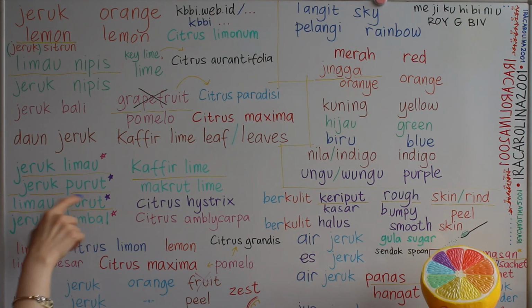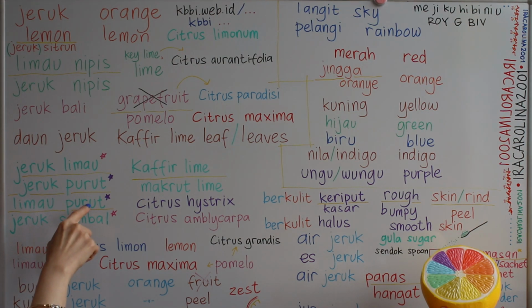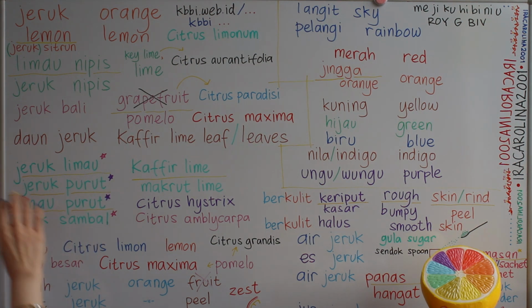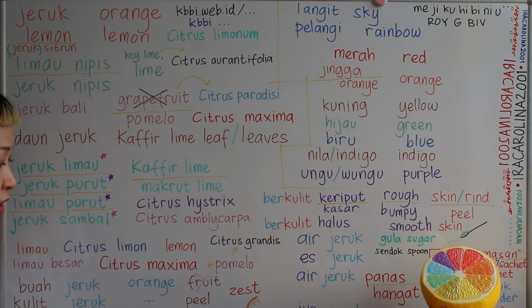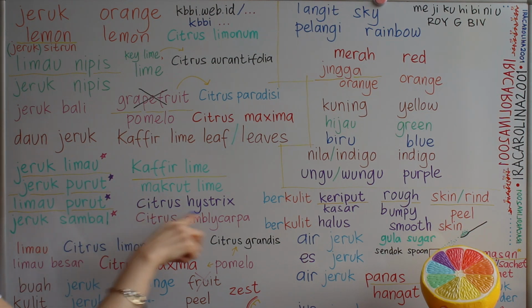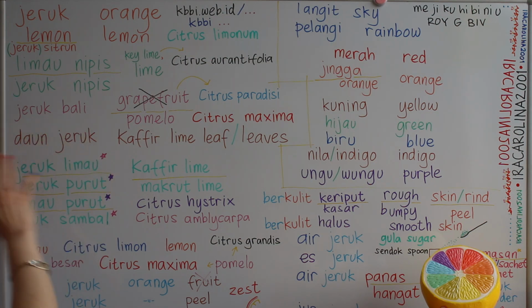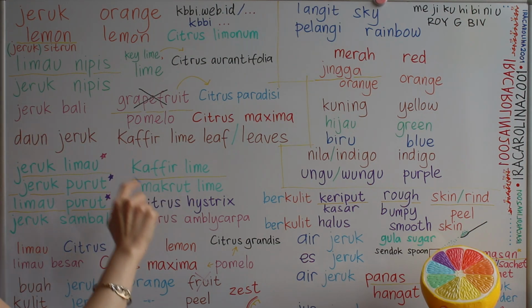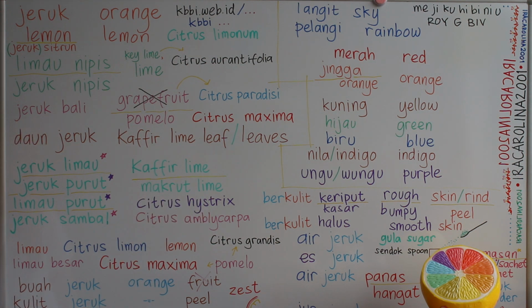Jeruk purut or limau purut. We also use this for the grilled fish. We put it on top of it, or for some soup, or for sambal also we use this one. This one is Citrus hystrix. But all of them are translated as kaffir lime or makrut lime. All this time I thought it's the same, but it turns out a bit different.